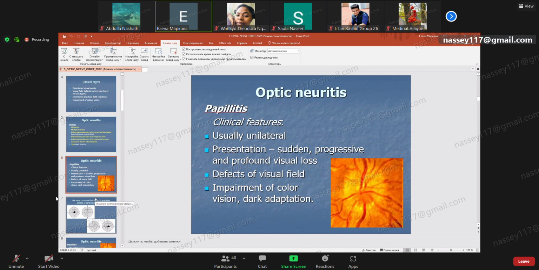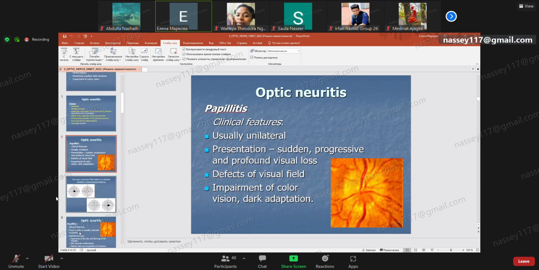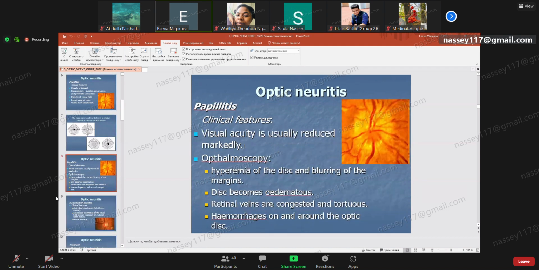Ophthalmoscopy is characterized by hyperemia of the disc and blurring of the margins. The disc becomes edematous, retinal veins are congested and tortuous. In some cases, there may also be hemorrhages on and around the optic disc. Slit lamp examination may reveal inflammatory cells in the vitreous body.